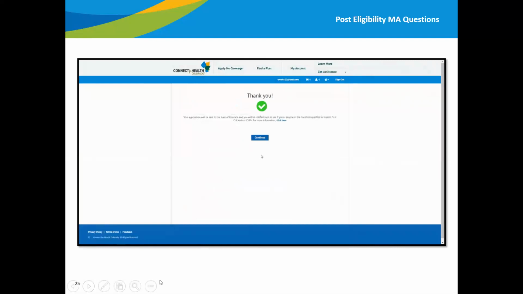Once those few additional pages have been filled out, the individual would then come to this thank you page. The answers provided on those preceding screens would be sent to the medical assistance site for processing, at which point the individual would receive a finalized eligibility notice from the state of Colorado, indicating whether or not they are approved or denied for Medicaid or CHP+.